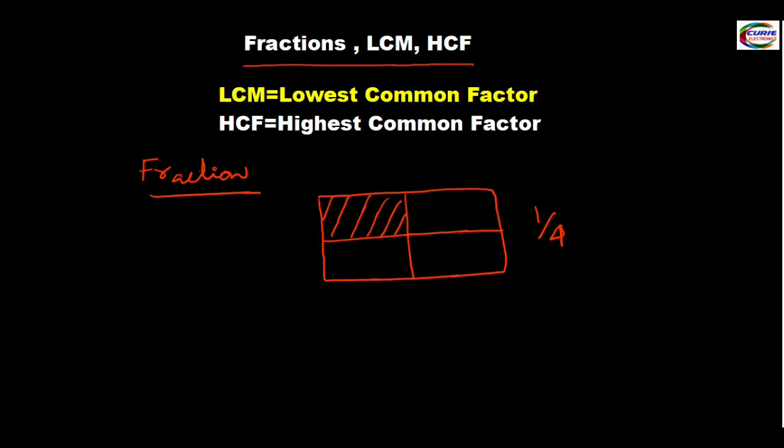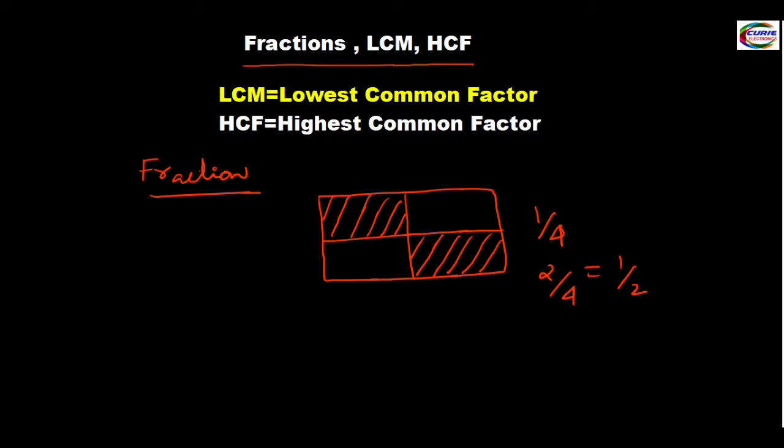That means we have a total of 4 parts. One part I have shaded. If I shade one more part, then what is the fraction? Then it is 2 upon 4. That means 1 upon 2, which is equal to 1 upon 2. This is what we mean by fractions.